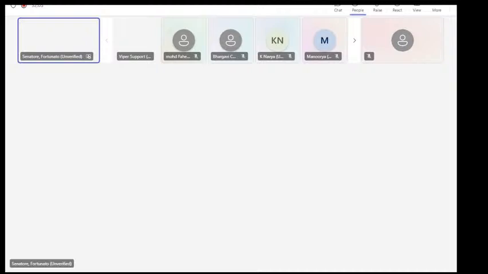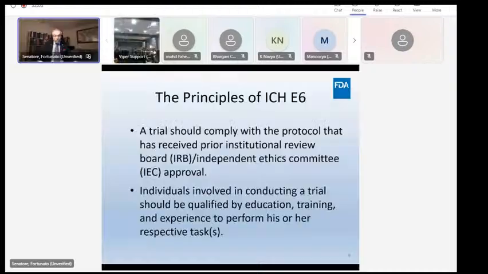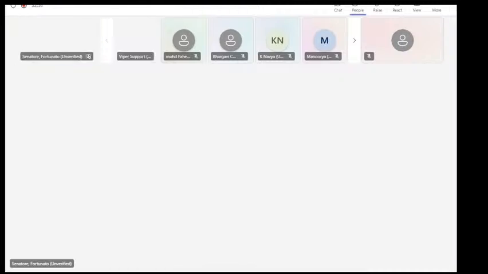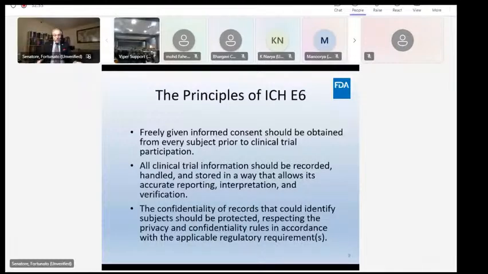The rights, the safety, and the well-being of the trial subjects are the most important considerations and should prevail over interests of science and society. And clinical trials should be scientifically sound and described in a clear, detailed protocol. A trial should comply with the protocol that has received prior institutional review board and independent ethics committee approval. And individuals involved in conducting a study should be qualified by education, training, and experience to perform everything we know about the drug, all the risks, all the potential benefits.